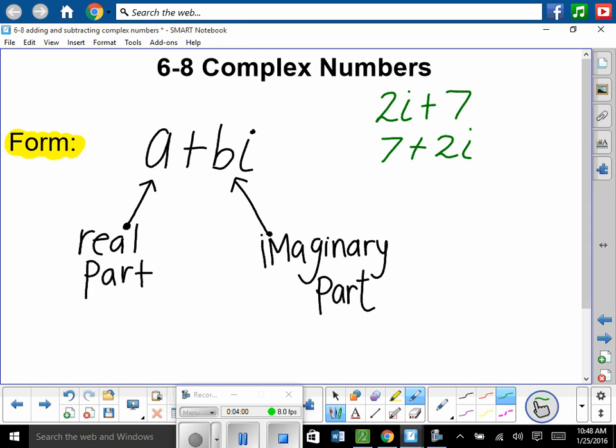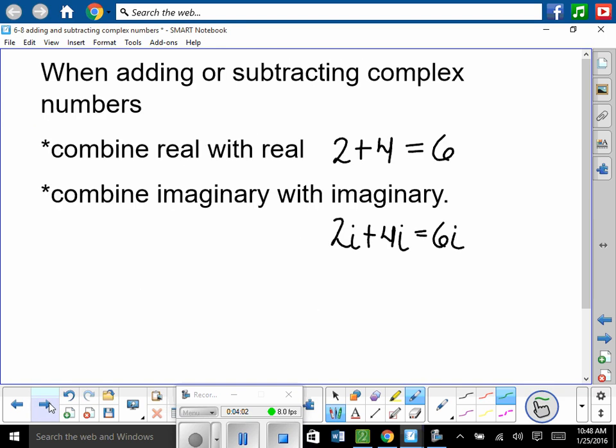Questions on that? Okay, so we're going to be adding and subtracting, first of all, complex numbers. So we're going to take 2 complex numbers and we're going to add them together. We're going to take 2 complex numbers and subtract them. So, when adding or subtracting complex numbers, you can only combine real numbers with real numbers.